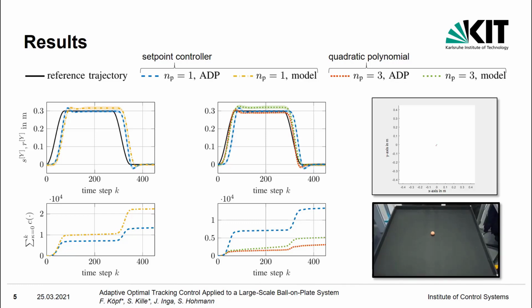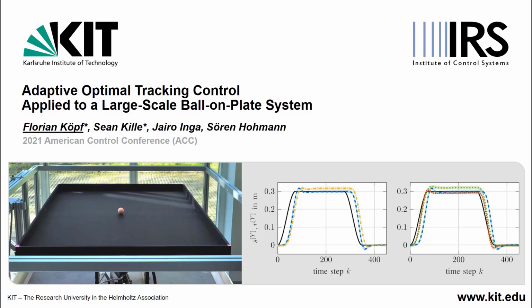On the right, a tracking example is shown for the ADP controller where the reference is approximated by means of a quadratic polynomial. Thank you very much for your attention.